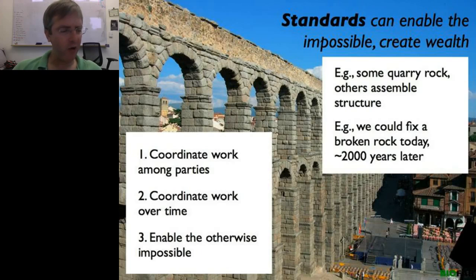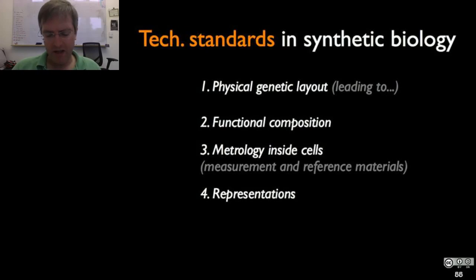If we can figure out how to coordinate labor or cooperate better, we can make things that individually would be impossible to realize. In synthetic biology, there are 4 types of technical standards, 4 categories being developed. One is just how to lay things out on DNA. That then supports functional composition. How do you design things so that when you put them together, they actually behave as expected? The third area is how you make measurements, so-called the science of measurement, metrology, reference materials, and so forth. You can think of the meter stick as a reference object.